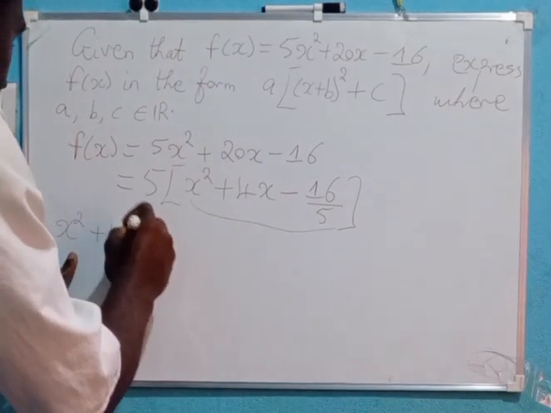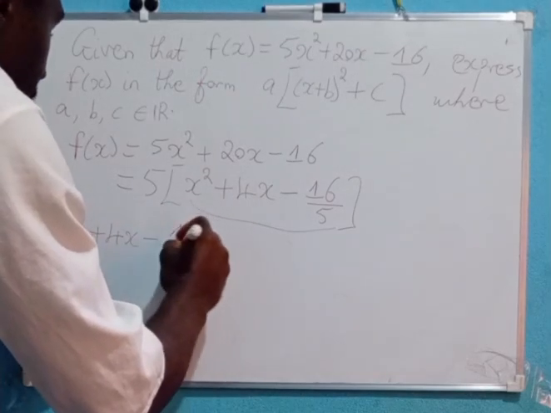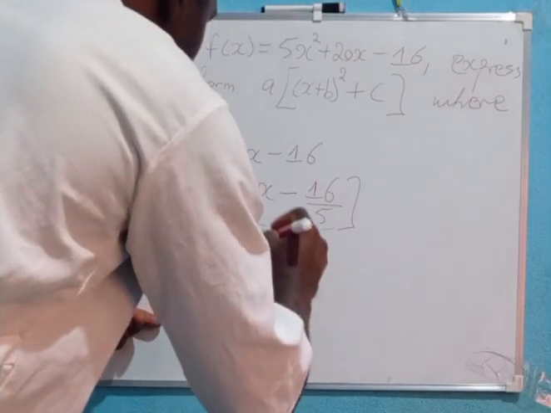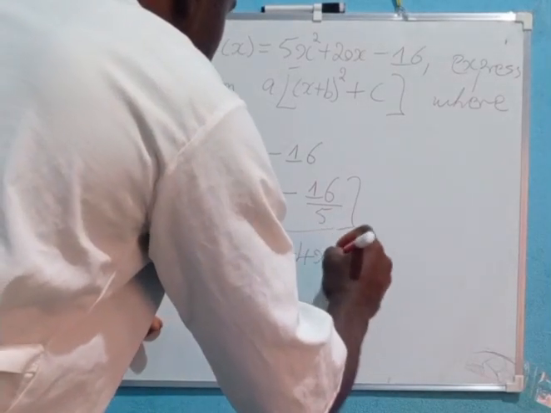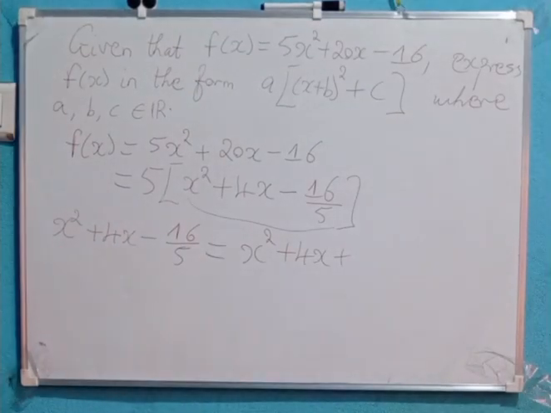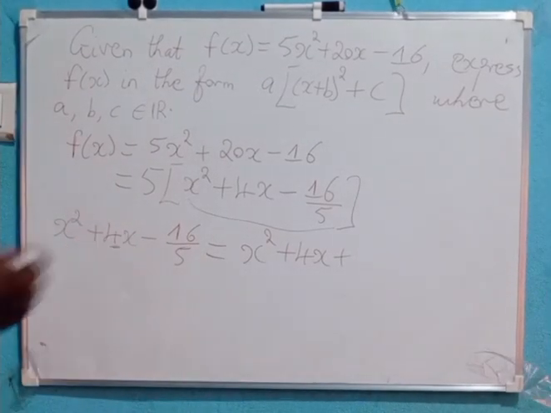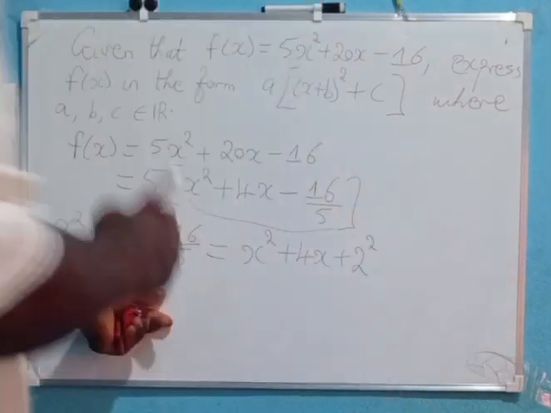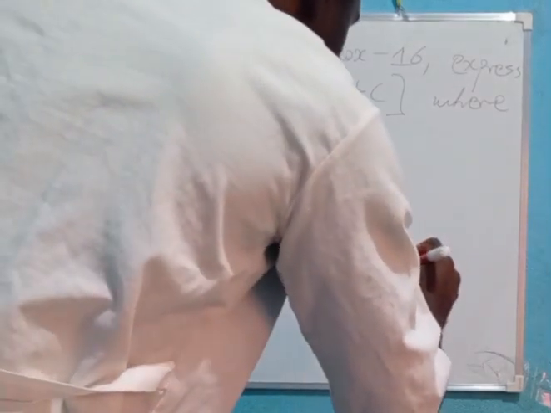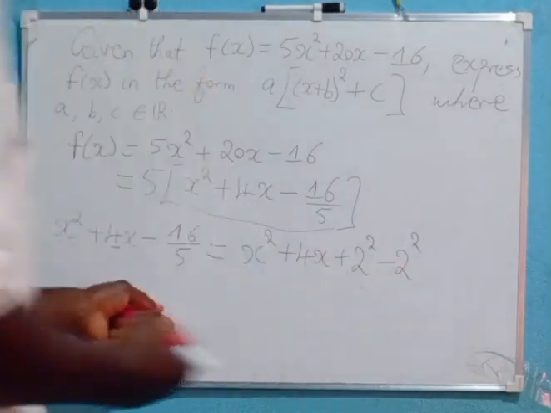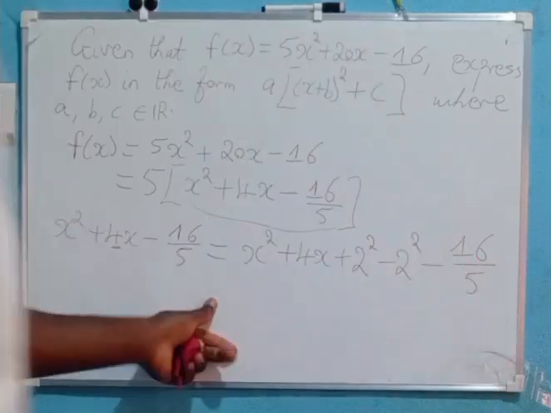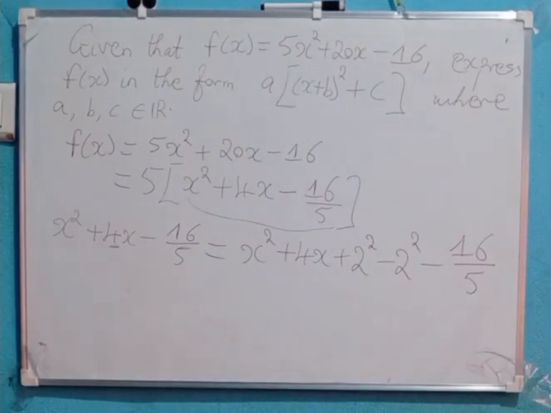x squared plus 4x minus 16 all over 5. This will simply be equal to x squared plus 4x plus, we are going to add half the coefficient of x. Coefficient of x is 4. All that squared, plus 2 squared. Then we are going to subtract half the coefficient of x, all that squared. You'll see 2 squared minus 2 squared goes to 0, minus 16 over 5. Nothing new has been created.